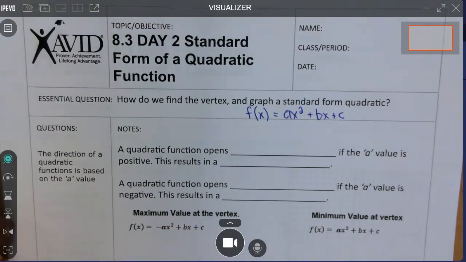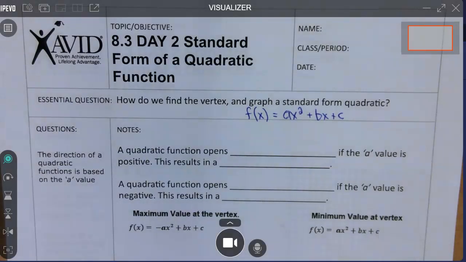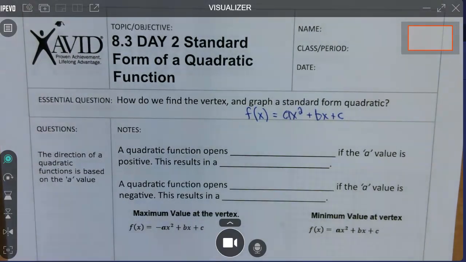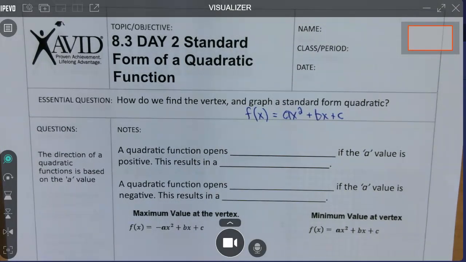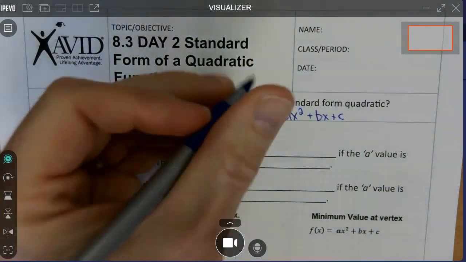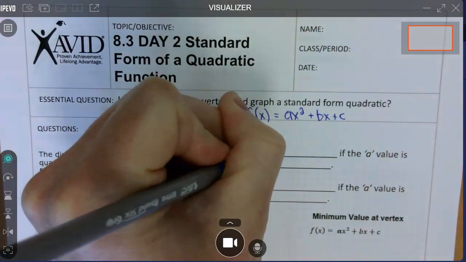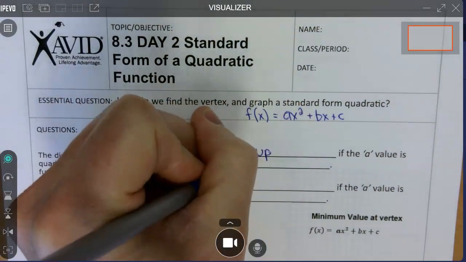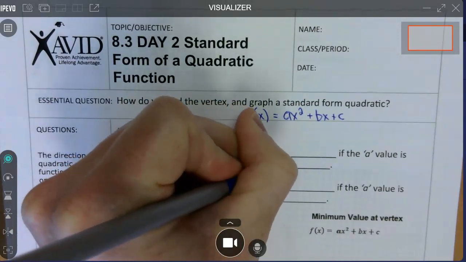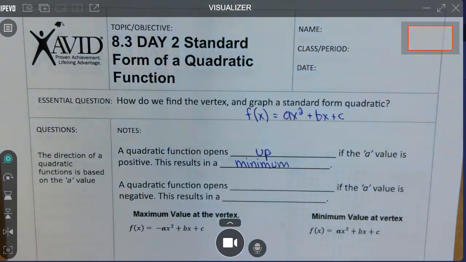So anytime a quadratic function opens up, meaning the parabola is pointing to the sky, both arrows are pointing to the sky, and the bottom part of the u is at the bottom of the quadratic, that means it opens up only if the a value is positive. And this results in the vertex being a minimum. So anytime you first look at a function, you want to look at the a value. If the a value is positive, we know that it's a parabola that's opening upward, which creates a vertex that is a minimum, because the minimum is going to be at the bottom.